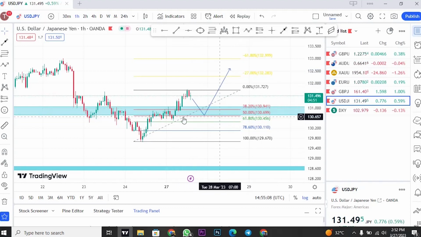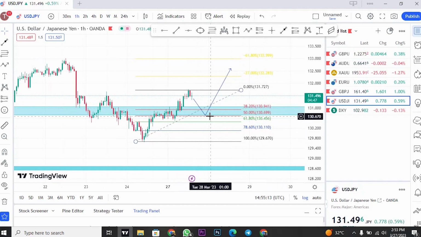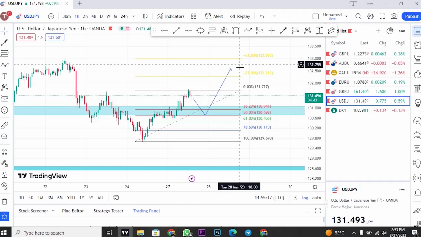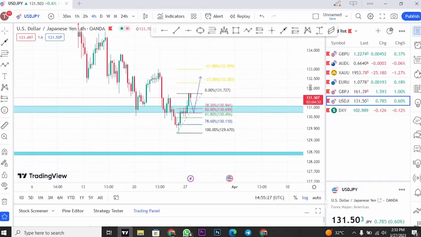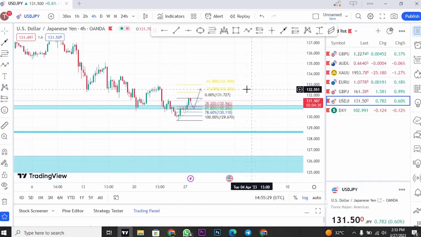Clearly you can see a push to the 50% retracement level, a push to this zone right here, and then a push to the upside right now. So that's how I'm looking at some of my pairs right now.